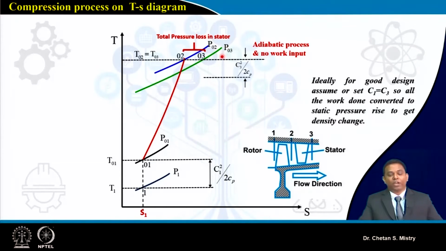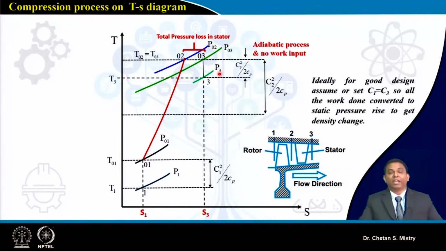Now in line with what we have discussed, if I consider my absolute velocity that is coming out from my stage, I put it here as C3 square by 2Cp. Based on our fundamentals, I can locate my static pressure at the exit of my stage. Similarly, if I talk about the exit of my rotor, I will have my absolute velocity, say C2 square. So I can locate my point 2. This is what is representing my pressure P2. So just understand I am having P1, P2 and P3.